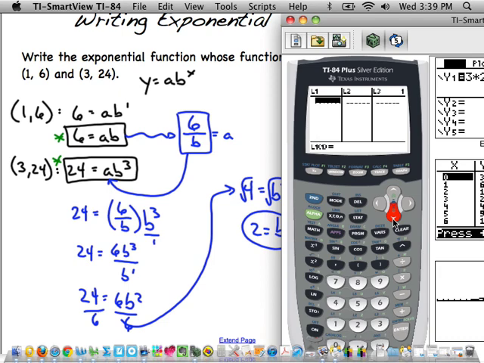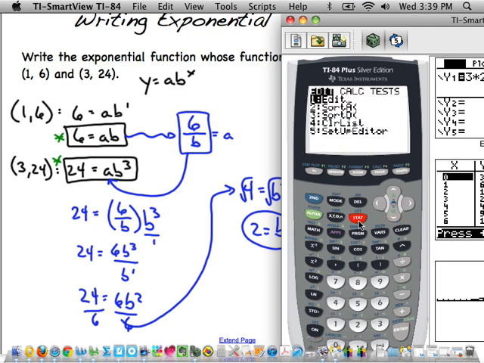L1 is going to be your x coordinates and L2 is going to be your y coordinates. So I have 1 and 3 for my x coordinates in this problem. And then the corresponding y values are 6 with the 1 and 24 for the 3. So now I can go back to stat and go to calculate. And if I keep going down, we've done a lot of these already, but we should go down to exponential regression, which looks like it's number 0.